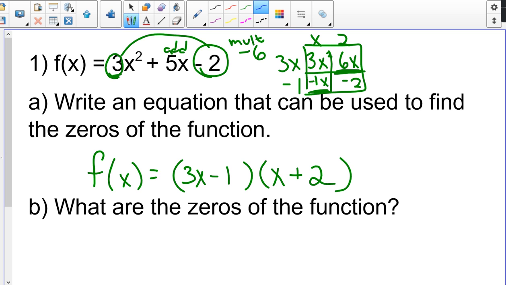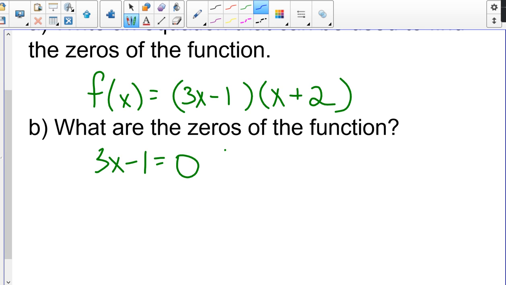Now in part B, we want to answer what are the zeros of the function. Now I will tell you on your test tomorrow, you will have to explain how to do this. So you'll tell me you need to set each of those factors equal to 0 and solve each one using inverse operations. So we'll take 3x minus 1 equals 0 and x plus 2 equals 0. And we'll use inverse operations for each one to get the correct 0.